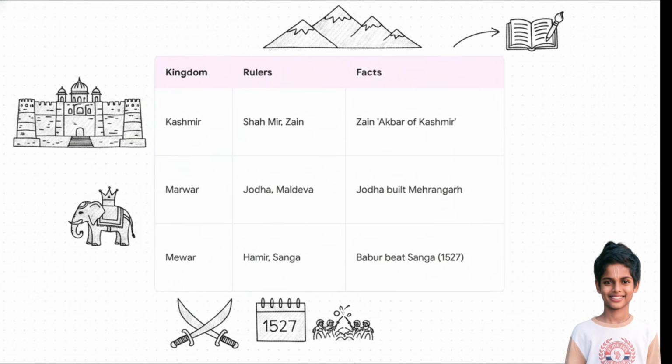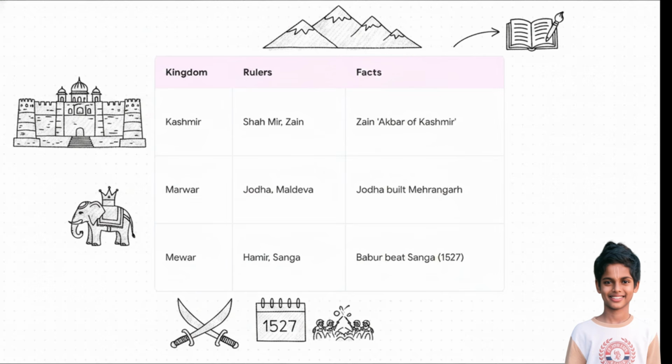Let's break it down. Starting up in Kashmir, back in the 14th century, Shah Mir started a Muslim dynasty. But the VIP here is Zayn al-Abidin. His nickname was Bud Shah. Jot this down, star it, highlight it. He is known as the Akbar of Kashmir because he was so tolerant and fiercely supported arts and agriculture.